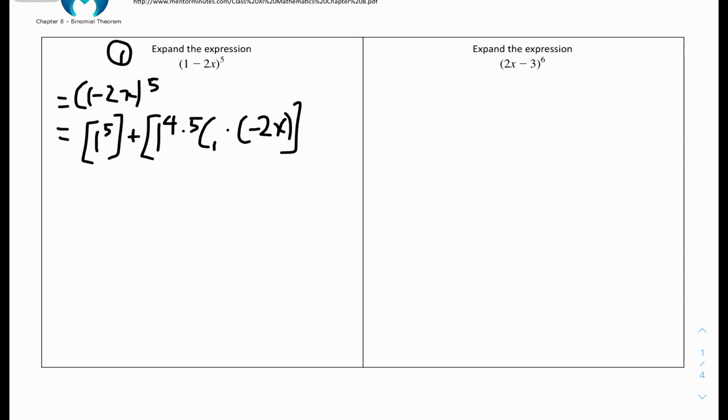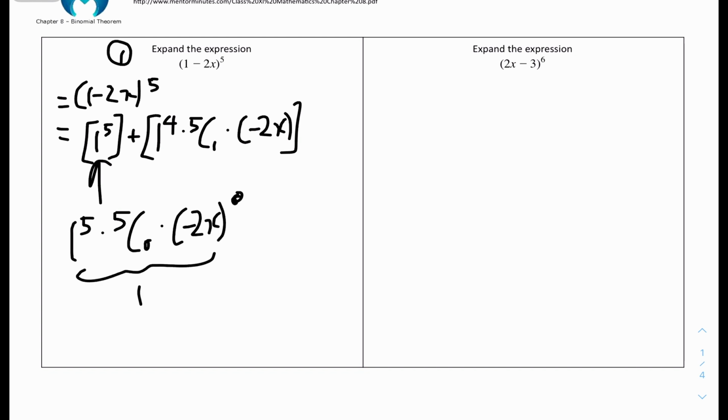And there's something I have to say about this part right here. It's technically just 1 to the power 5 times 5c0 times (-2x) to the power 0. But they're all technically equal to 1 if you multiply it out, so it doesn't really matter. The a is 1, so we can just ignore this part.